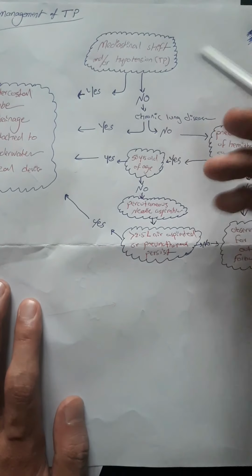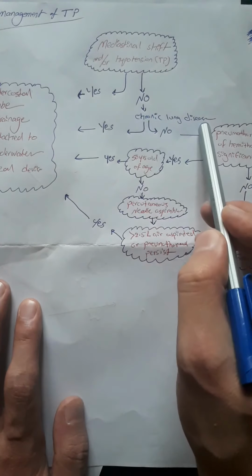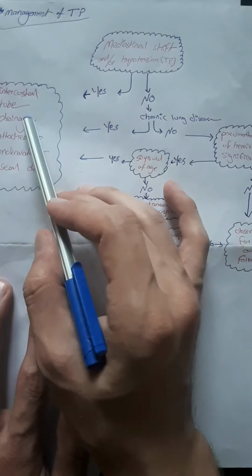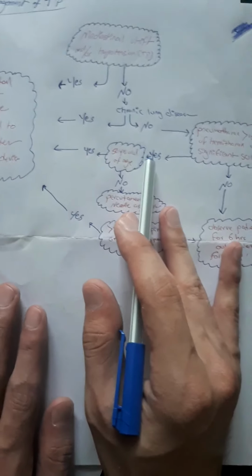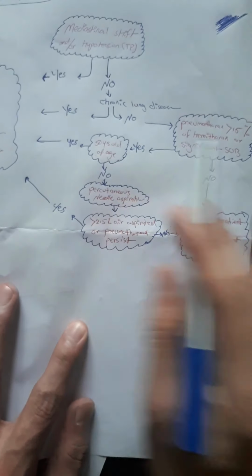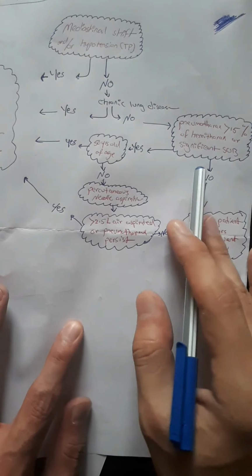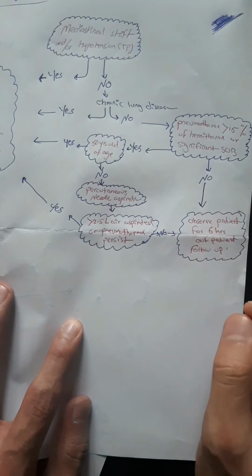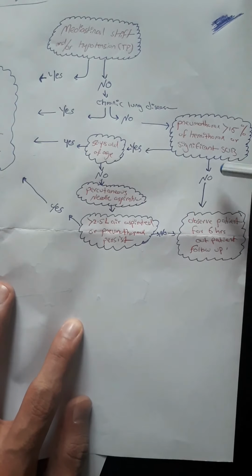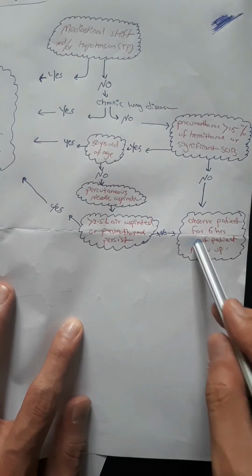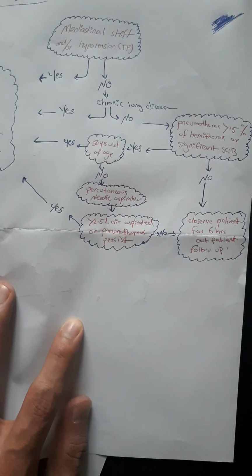If not, does he or she have chronic lung disease? If yes, again we go to intercostal tube. If no, we estimate the pneumothorax: is it more than 15% of the hemithorax or is there significant symptoms? If no, just observe the patient for 6 hours or so and then follow up.